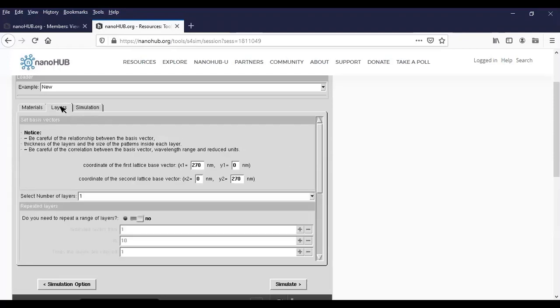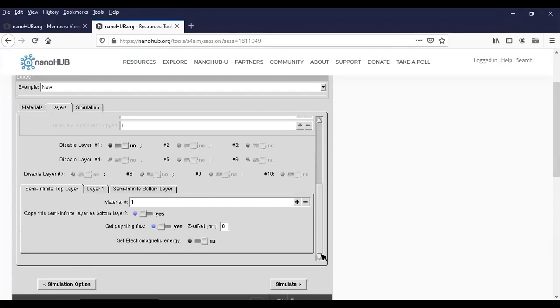Next, let's set the layers. First of all, we should set the basis vectors. However, in this example, we have no periodicity in the XY plane. So we don't really care about the basis vector. We just leave it as the default value.